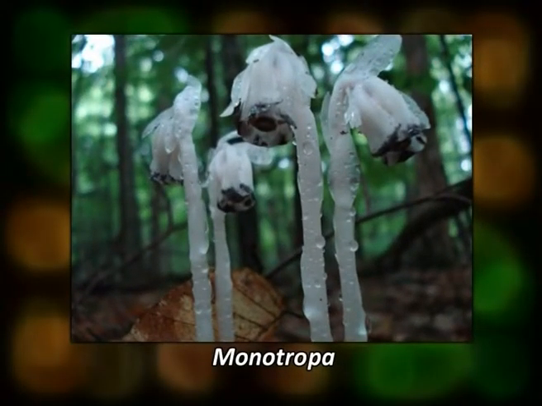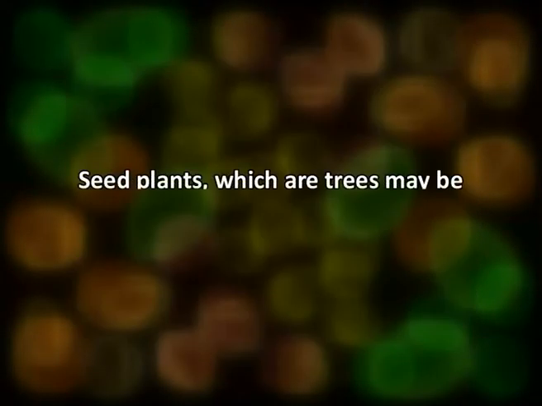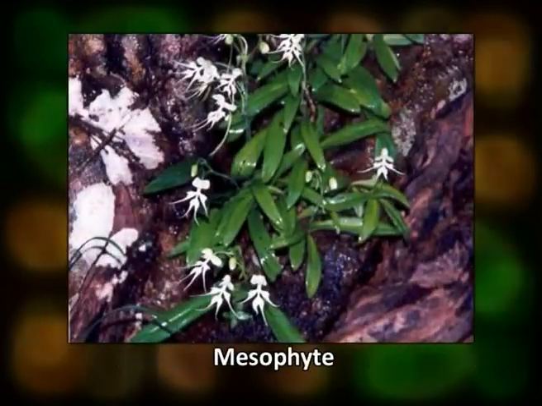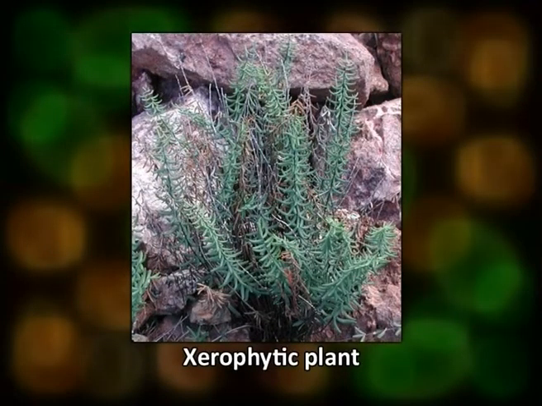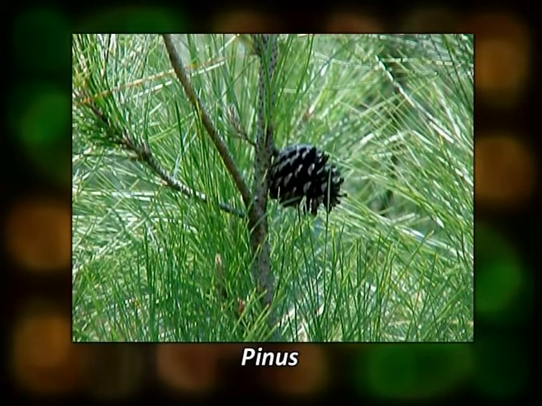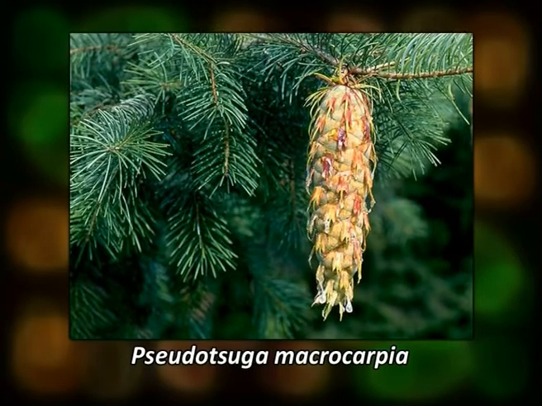Some seed plants live as saprophytes, for example, Monotropa species. Seed plants, which are trees, may be deciduous or evergreen. Seed plants live as hydrophytes, mesophytes, and xerophytes, but gymnosperms are mostly xerophytes. Leaves of conifers at high altitude of Arctic regions are remarkably resistant to frost damage. For example, tissue water in species of Pinus and Pseudotsuga can withstand cooling temperature to minus 40 degrees centigrade without the formation of ice crystals.